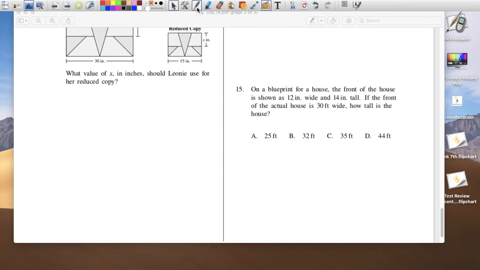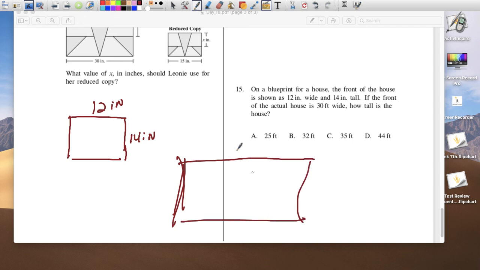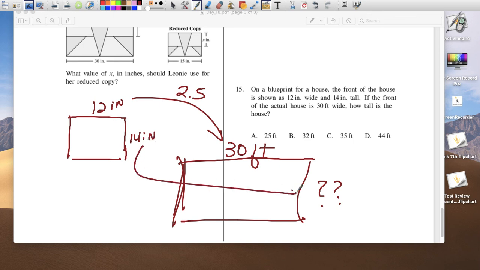Question 15. On a blueprint for a house, the front of the house is shown as 12 inches wide, and the height is 14 inches. If the actual house is 30 feet wide, how tall is this house? So we're looking for this measurement here. Let's find a relationship. 12 times something is 30, right? So we divide 30 by 12, and that's 2.5. So I can multiply 14 times 2.5 as well, and that's going to give us 35. So in real life, the height of the front of the house would be 35 feet. Here's our answer.